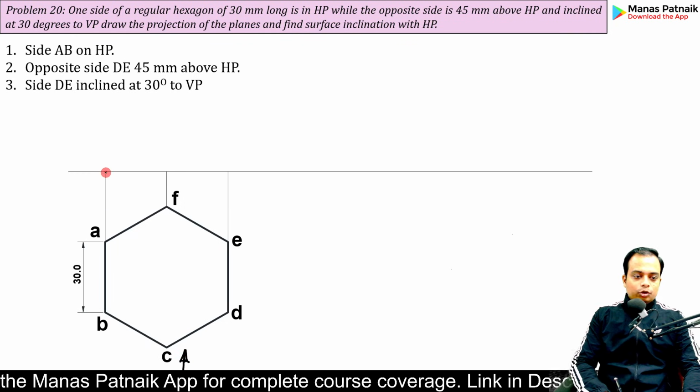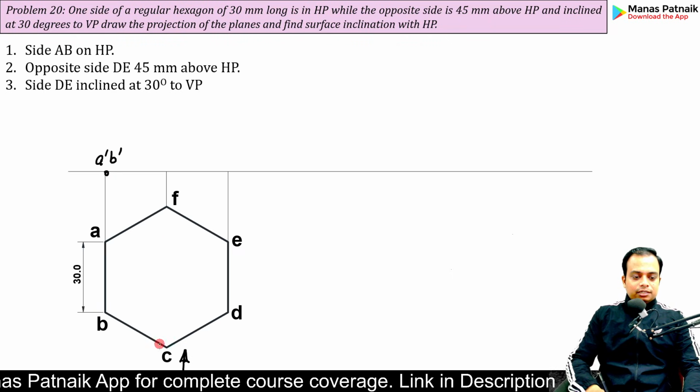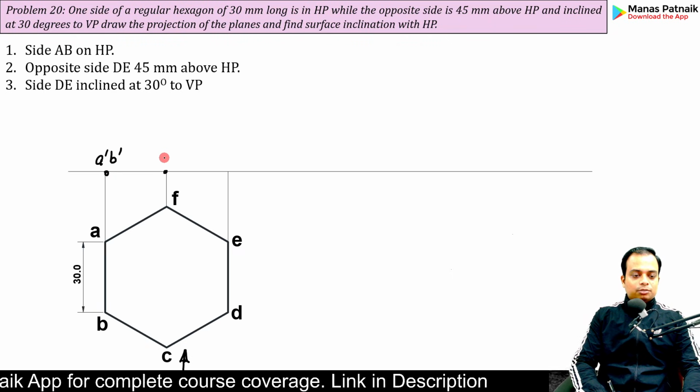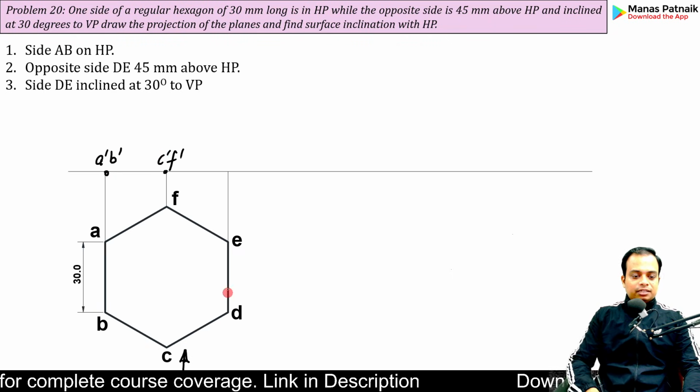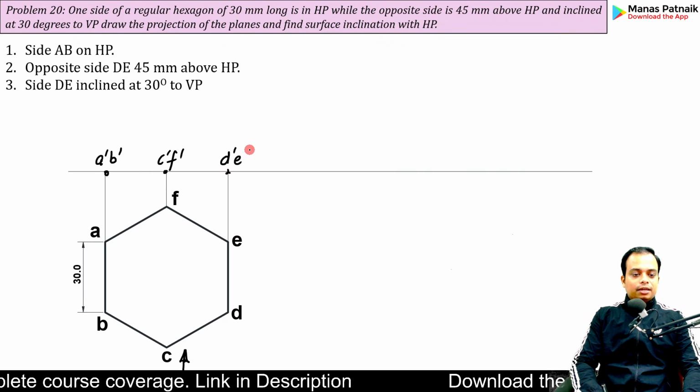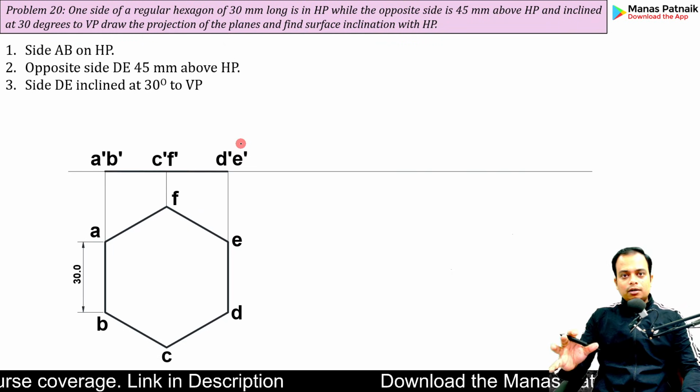And then this is going to be point A dash, B dash, C. Behind C there is point F, C dash, F dash, and that's D dash, E dash. Let me do this. Done.